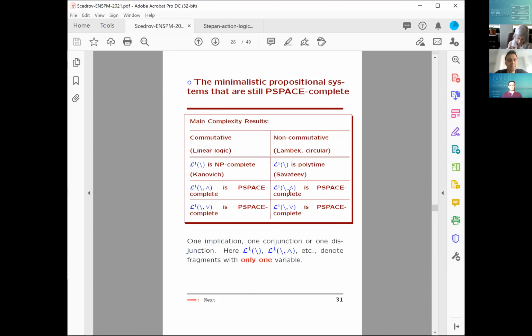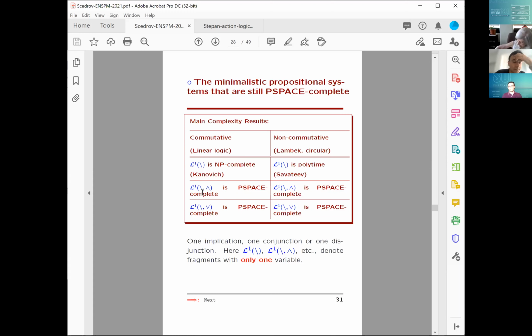So this was adventure number two. I just briefly want to mention the known complexity results, and I want to contrast the commutative case, that is to say linear logic, with the Lambek calculus, the non-commutative case, okay? In the commutative case, the left division and right division coincide, and this is a famous work of Kanovich from 1992 that you get NP-completeness for the propositional case. In the case of the Lambek calculus, the non-commutative case, they don't coincide. So if you just pick one division, that is, as we did, left division, Savateev showed that this is in P, polynomial time, okay?